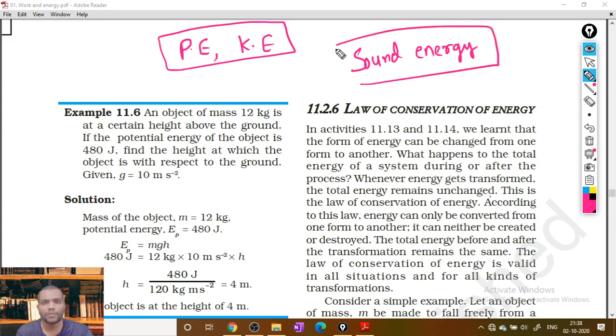Yeah, sound is a form of energy. So the energy is just converted. It cannot be created and it cannot be destroyed. So according to the law of conservation of energy, energy is neither created nor destroyed, but it can only be converted from one form of energy to another form.